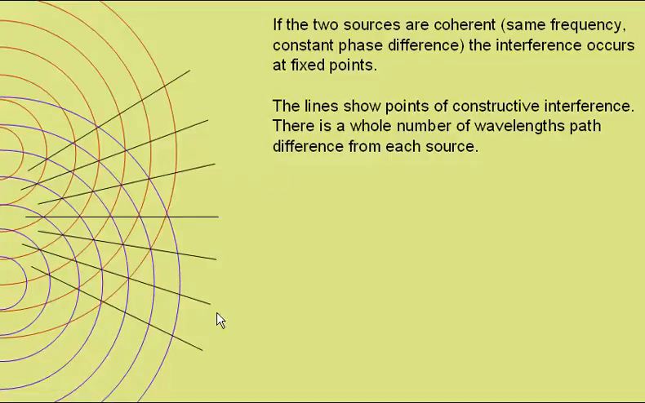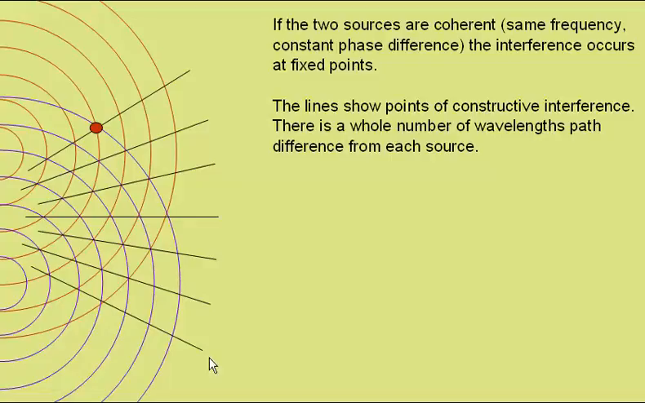To show what we mean by that, I'll mark this as a point of constructive interference, and you can see this is 1, 2, 3, 4 wavelengths from the red source, and 1, 2, 3, 4, 5, 6, 7 wavelengths from the blue source. We could do the same for any of the points where the lines cross. We will find there a whole number of wavelengths from the red source and a whole number of wavelengths from the blue source, as all the points on the lines are. And so there will be a complete number of wavelengths path difference from one to the other.